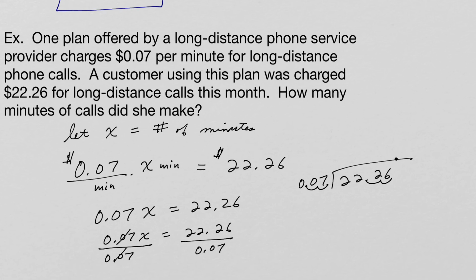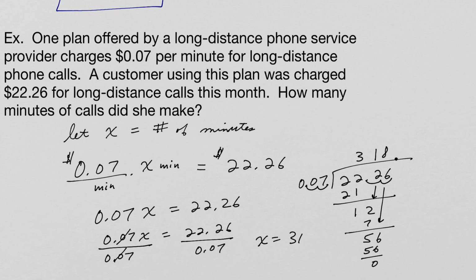See, 7 into 22 is what? 3. So this would be 21. Subtract, bring down the next digit, which is a 2. 7 into 12 is once. 1 times 7 is 7. Subtract, so 12 minus 7 is 5. Bring down the next digit, which is a 6. And then 7 into 56 is 8. 8 times 7 is 56. Subtract, 0. So that's my answer. So x is equal to 318. But remember, it has units. It's the number of minutes of calls. So that's our solution. x is 318 minutes.